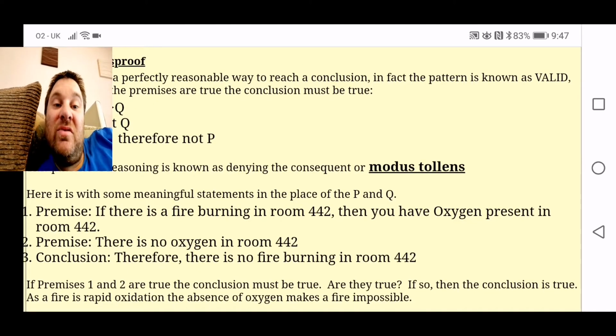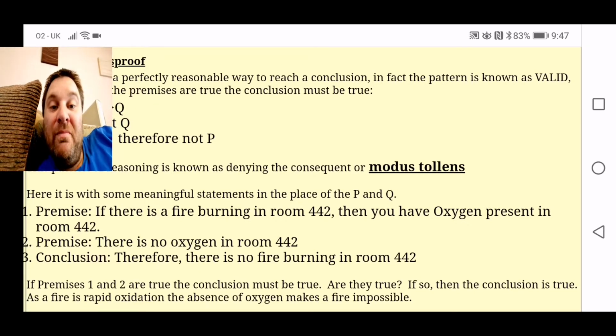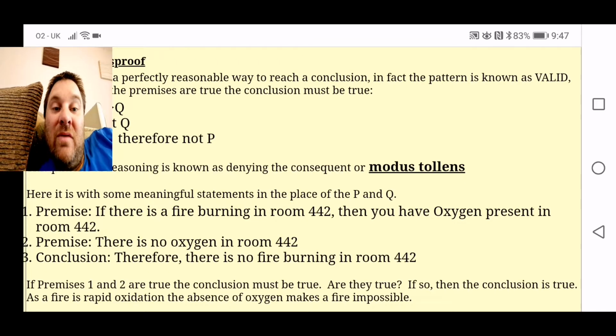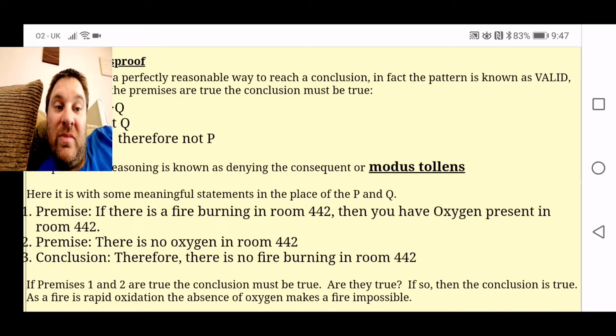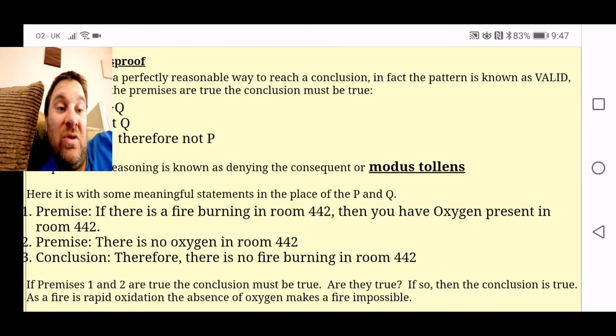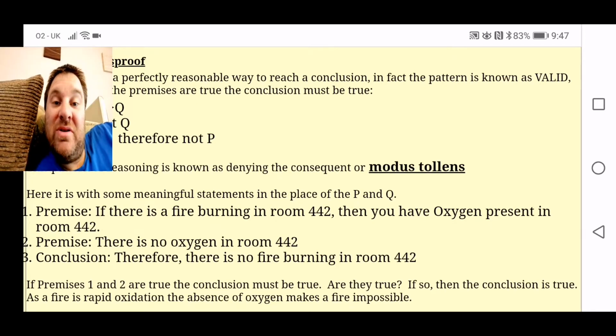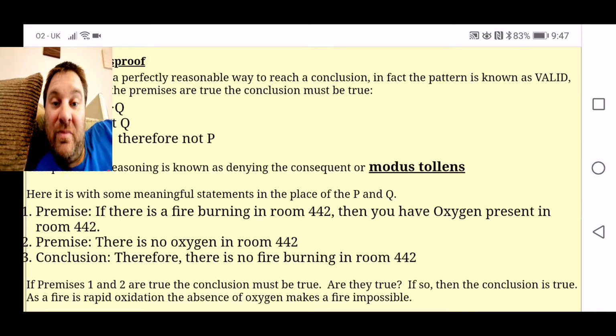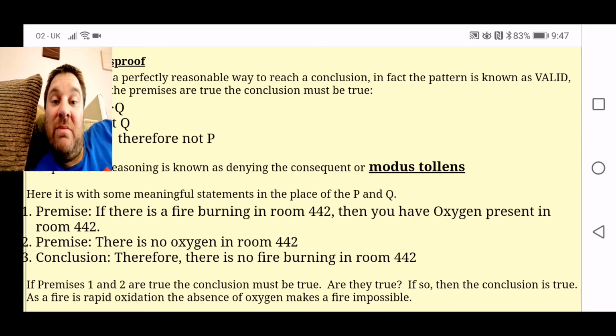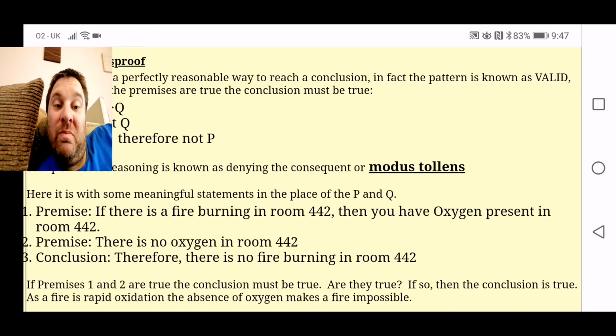Here it is with some meaningful statements in the place of the P and the Q. Premise: if there is a fire burning in room 442, then they have oxygen present in room 442. Well, that's the air, but yeah, I'll change that to air present. So if there's a fire burning in room 442, then you have air present in room 442. That's your major premise. Your minor premise would be there is no air in room 442. So your conclusion would be, therefore, there is no fire burning in room 442.